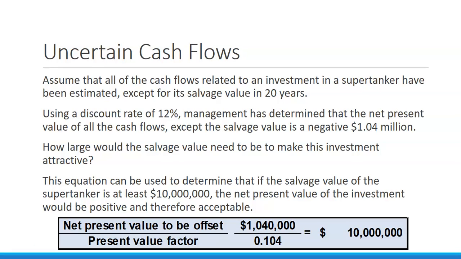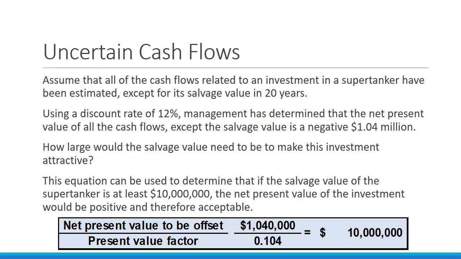We've been assuming that all of the cash flows related to an investment have been guaranteed and consistent, that they're the same every year. Well, we don't always know that about our projects. So what if all of the cash flows related to an investment have been estimated except for its salvage value in 20 years? So we need to determine what the salvage value is.